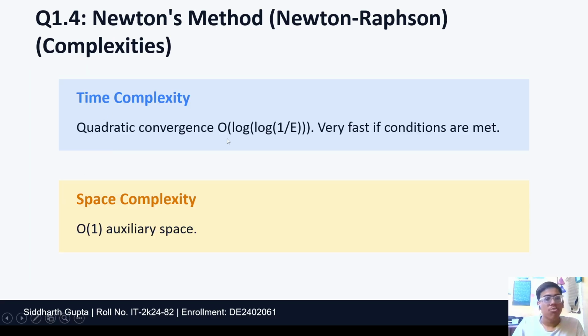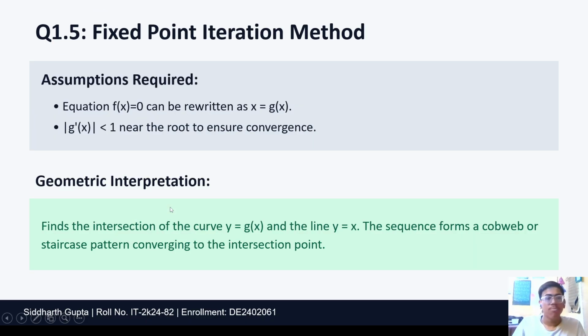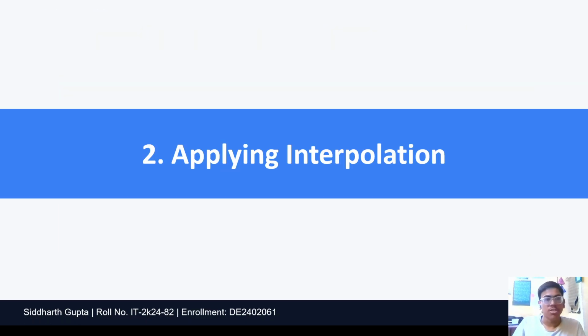The time complexity is O of log of 1 by e, and the convergence is quadratic. The space complexity is big O of 1. Now we come to the next and last, that is the fixed point iteration method.